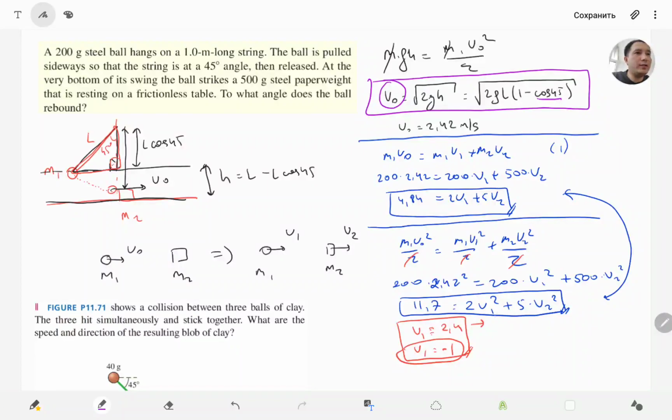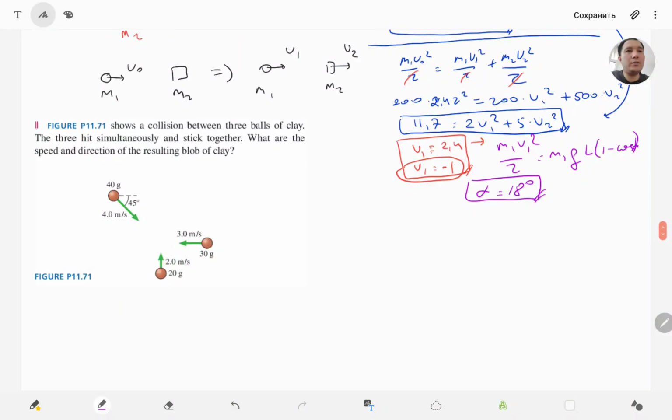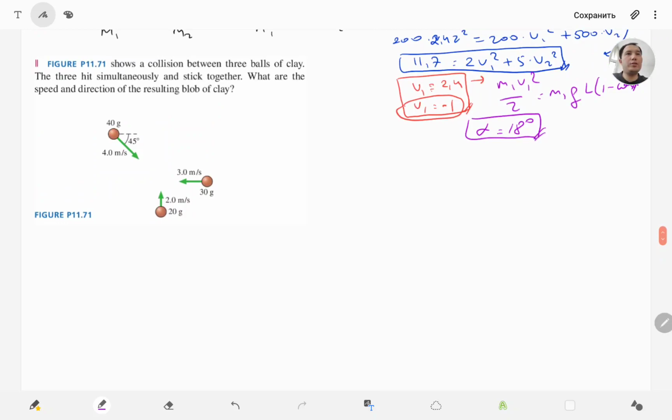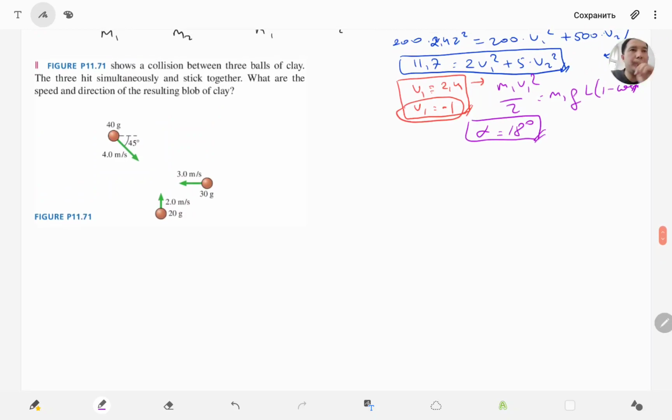So let me write it again quickly. Initially it will have this kinetic energy. Finally it will reach certain height h, and this height we can write in terms of angle, yes, cosine alpha. That's all. From here alpha, if alpha is approximately 18, I think 18 degrees, it will rise 18 degrees.